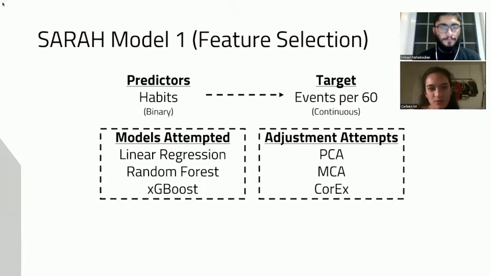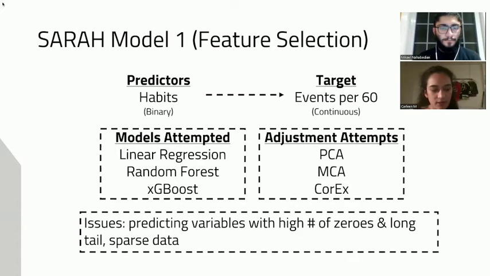As we saw on the last slide, there's a really high number of zeros in both the event data as well as the habits data, because not all players have all habits. So we end up with some really sparse data, and the long tail end of the predictions, the dependent variable, kind of messes with the model attempts as well.